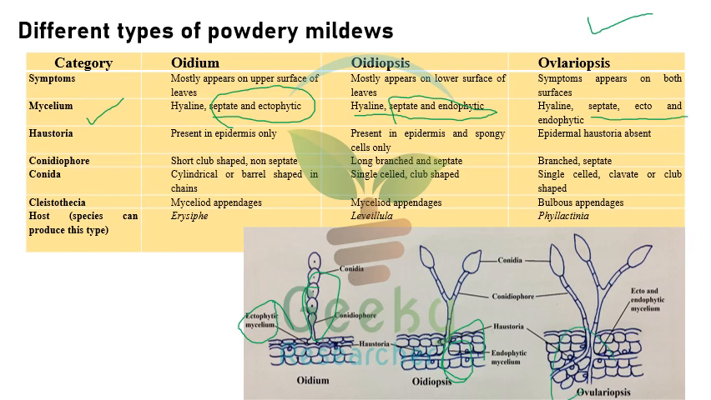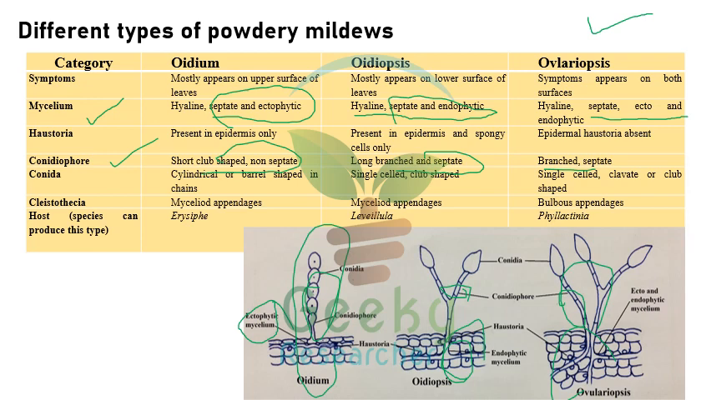When it comes to conidiophore, it is club shaped and non-septate. Here the conidiophore is club shaped non-septate, whereas in the Oidiopsis type the conidiophore is long, branched and septate. We can see the septations here, right? And when it comes to branched and septate, here it is branched and septations can be seen.